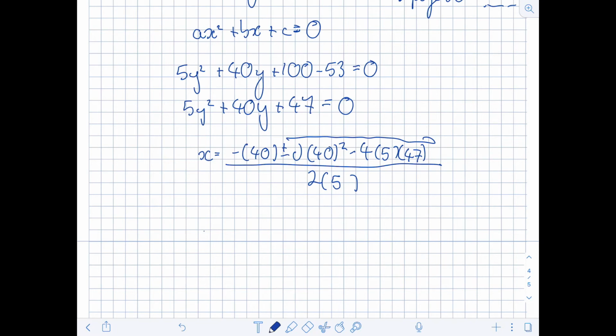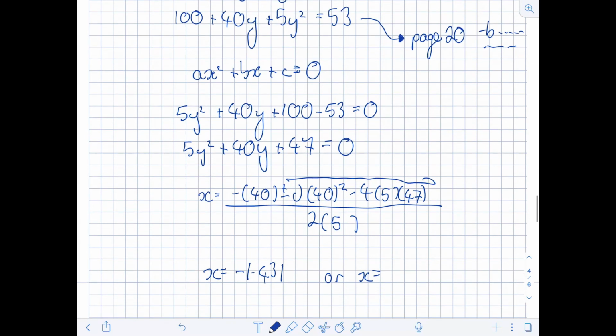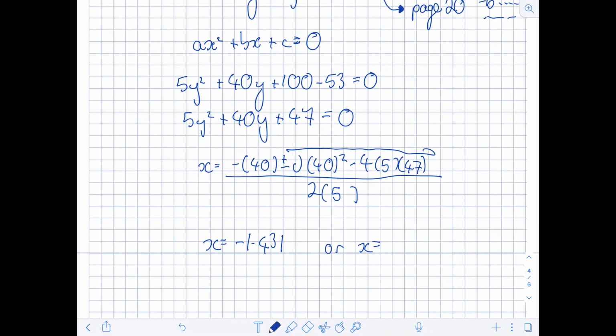x is equal to minus 1.431, let's say, or x is equal to... that's what I get for making my own questions. I don't get nice answers. Hopefully I'll get a nice answer this time. Go back into it, change the plus into a minus.